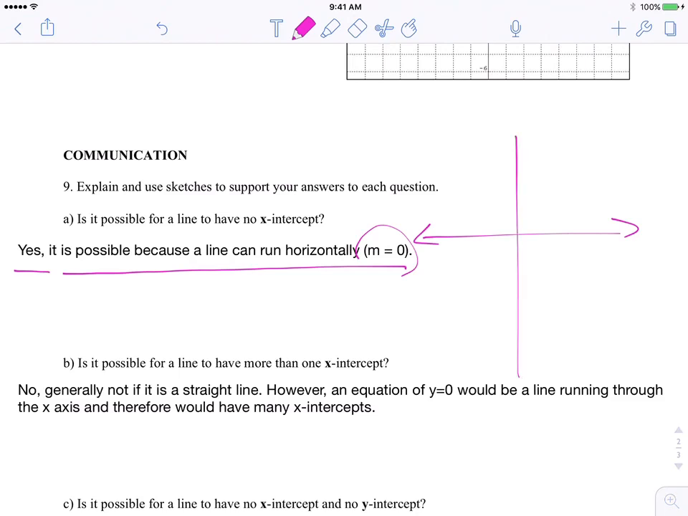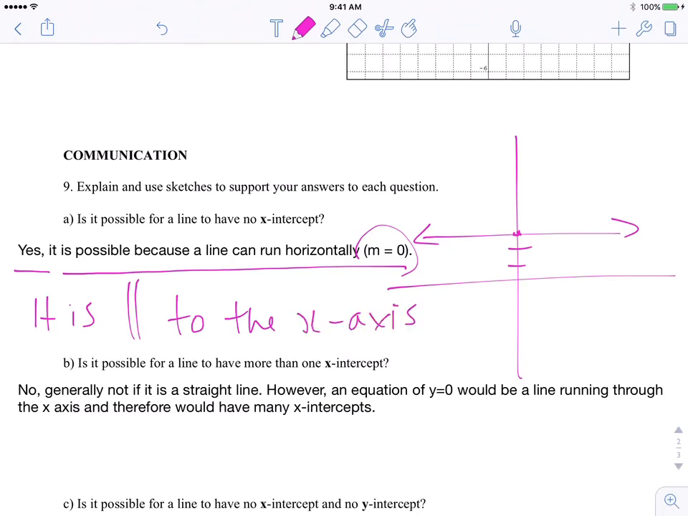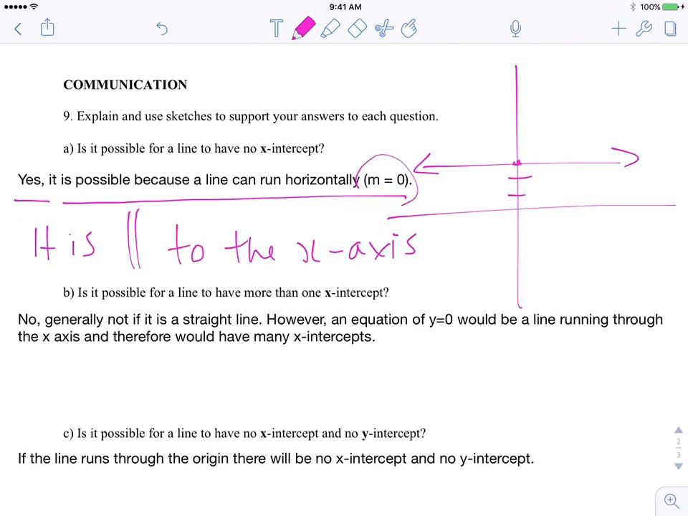And let's see, here's my Cartesian coordinate system. So there's a line that's x, 1, 2. Let's say the y-intercept is 3. So this way it would have no x-intercept. So the short form is parallel. It is parallel to the x-axis.